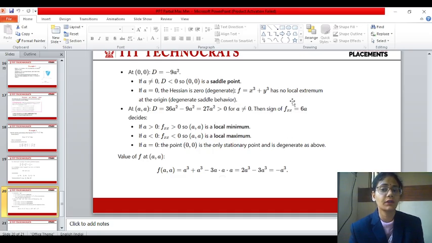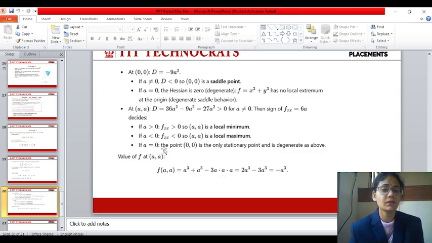What about the second order derivative? This further decides whether it is a local minimum or maximum. Now further, if a is greater than 0, then the second order partial derivative with respect to x will be greater than 0 and this will become a local minimum. But if a is less than 0, then the second order partial derivative with respect to x is less than 0 and this will become a local maximum.